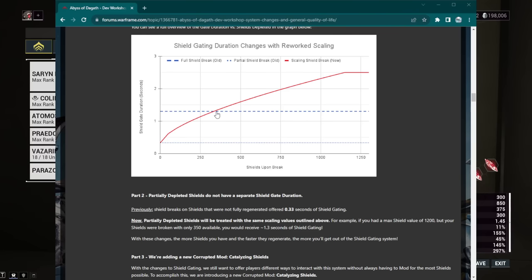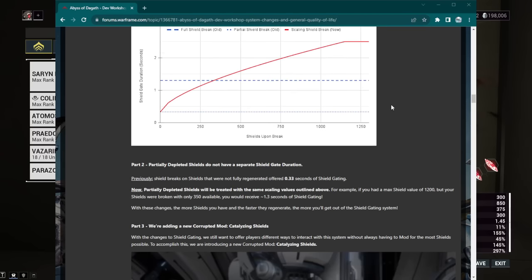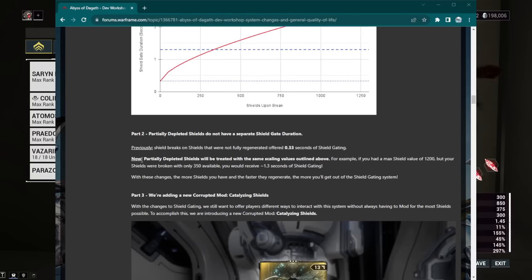So in a lot of situations, it will be better, but probably for specifically level 10,000 endurance builds like this one, there will be situations where your shield gate will be much, much worse, and you're going to have to change your build. Like, straight up, you will. But yes, now the partial shield gate will scale with the amount of maximum shields you currently could have.